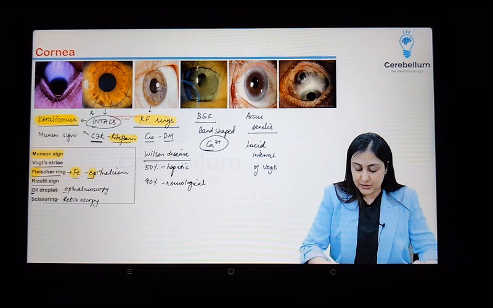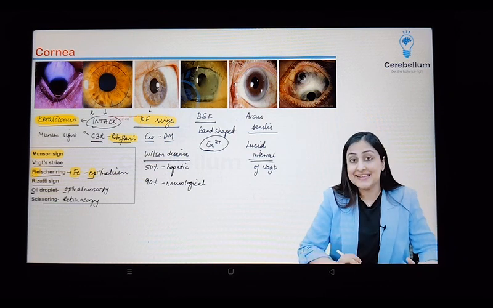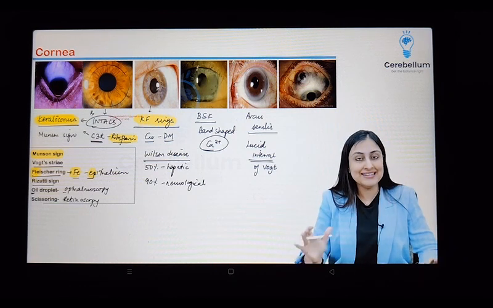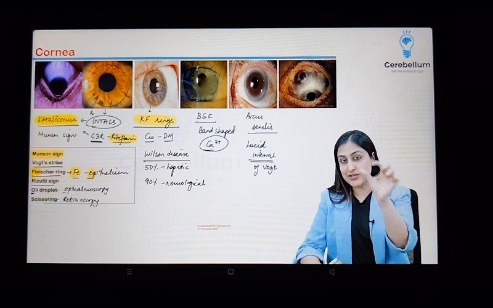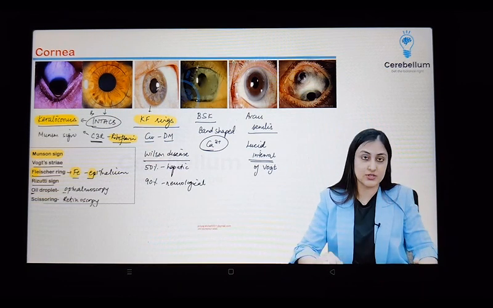Okay. Apart from that, lucid interval also reminds me of EDH, right? You see lucid interval in EDH, wherein you have loss of consciousness, then you regain, and then you again lose it, right? So that brief period of regainment is known as lucid interval.